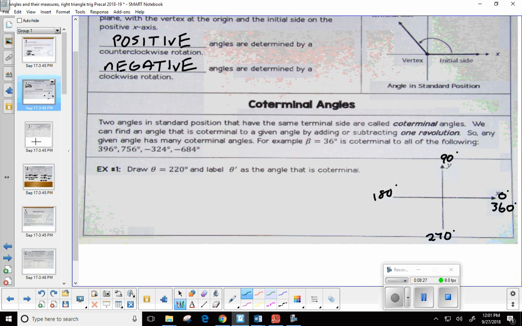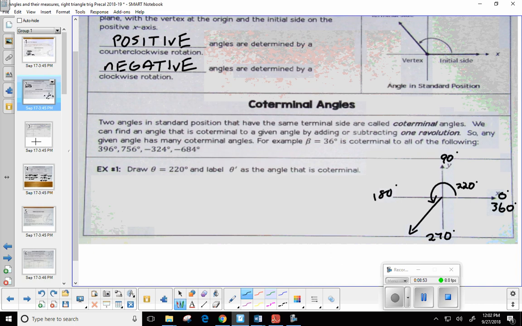Okay, so what quadrant would 220 be in? It'd definitely be in third. Okay, because 220 is going to be between 180 and 270. So let's say the angle would stop maybe right about here. Now, I'm probably not drawing that very accurately, but that's okay. So this is 220 degrees. All right. Now, all I'm wanting is one positive and one negative coterminal angle.